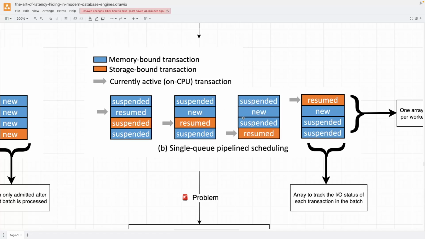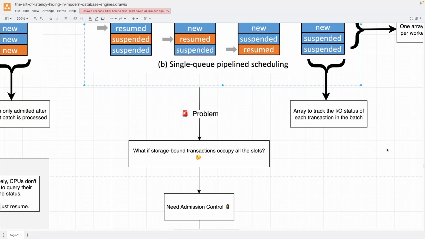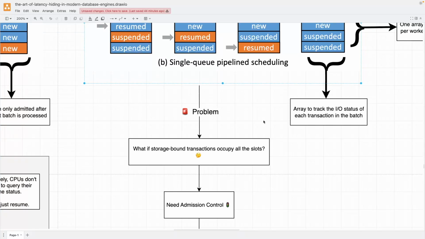Again, the approach that you're seeing on the screen here as I'm scrolling is the approach that I just said: always keep admitting transactions as a slot gets free. It's just that. However, the problem is that you can have some edge cases here which are very undesirable and can get quite problematic. What if your entire batch gets full of storage bound transactions? Then you're in a fix because each of these transactions are going to be slow. They're going to take a lot of time to finish.